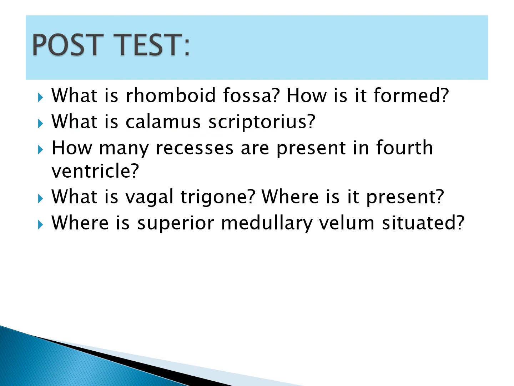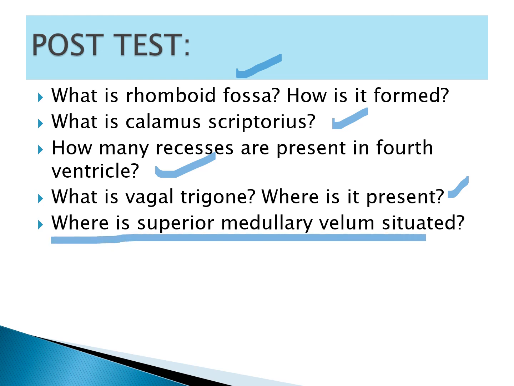So we have the post-test question for you. What is rhomboid fossa? How it is formed? What is Calamus scriptorius? Or how many recesses are present in fourth ventricle? What is vagal trigone or triangle? Where it is present? Where is superior medullary velum situated? So if you answer these minute details of fourth ventricle, then you have followed the lecture carefully and your knowledge in fourth ventricle is very great.